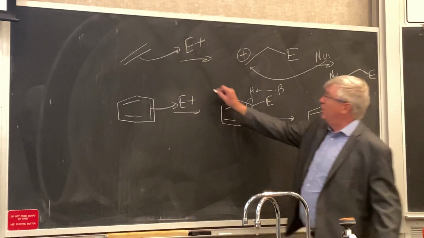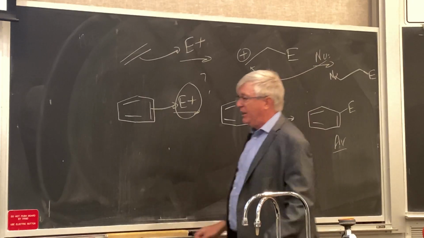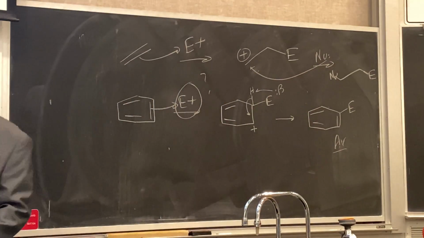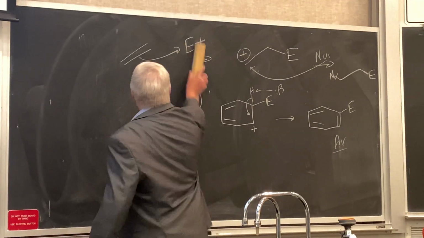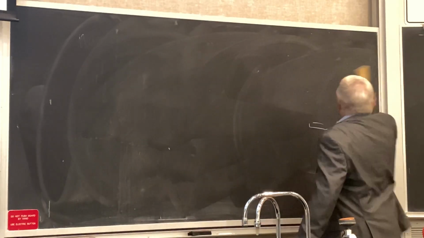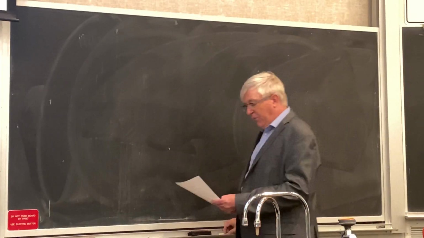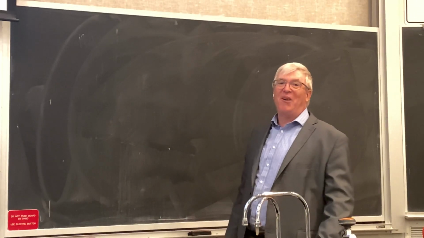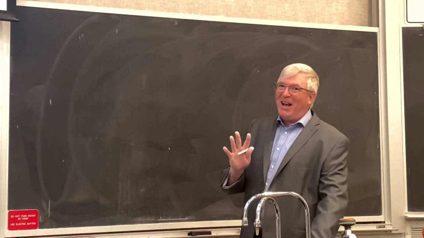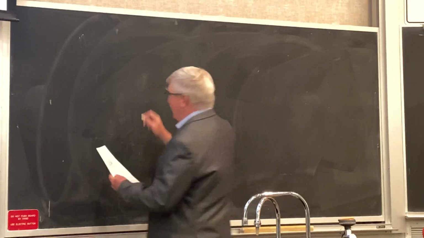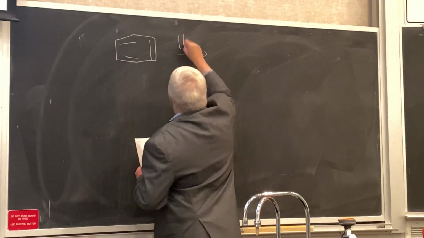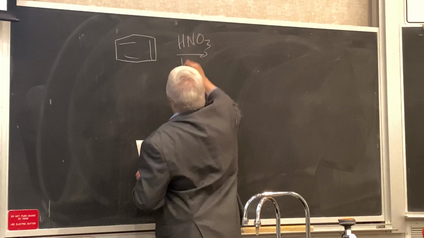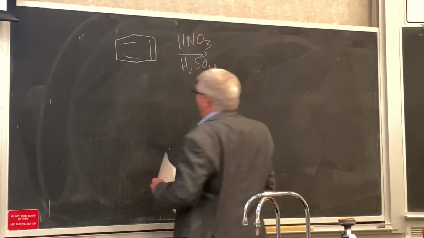So what is the electrophile? That's the question we need to answer for these 5 reactions, right? Let's do nitration first. And then we'll do sulfonation, halogenation, and then the Friedel-Crafts. So we've got the 5, and we're going to go through each one separately, right? So here's the key reaction. Benzene, nitric acid, sulfuric acid. Yeah, it's a combination of those two.